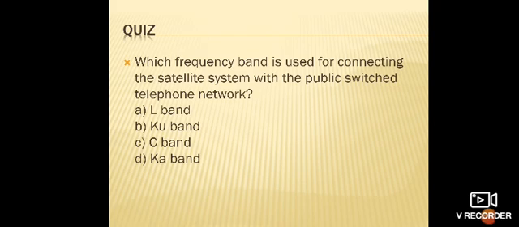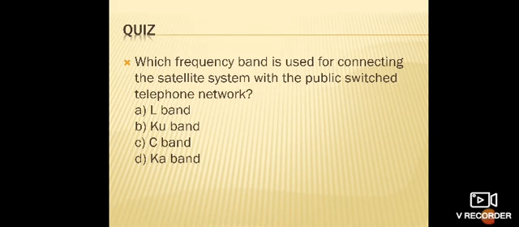So which frequency band is used for connecting the satellite system with the public switched telephone network? The options are L band, Ku band, C band, and Ka band.